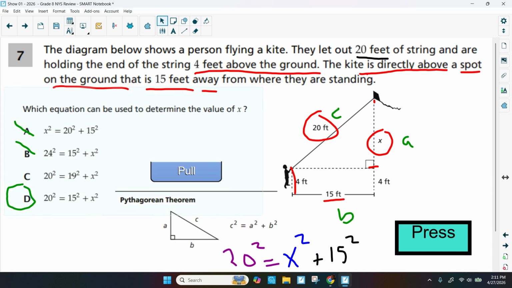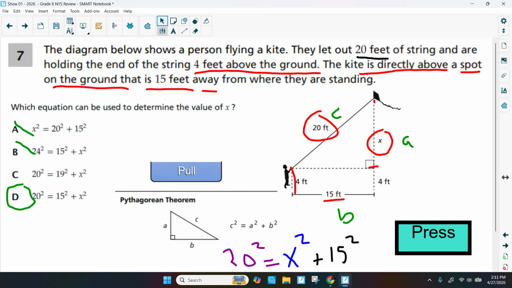All right, so because of C, and let me cross that out too. So A, B, and C are no good, but D is the one. And that's it. It's good to use the formula to help you out. So use that reference sheet. All right, let's move on.